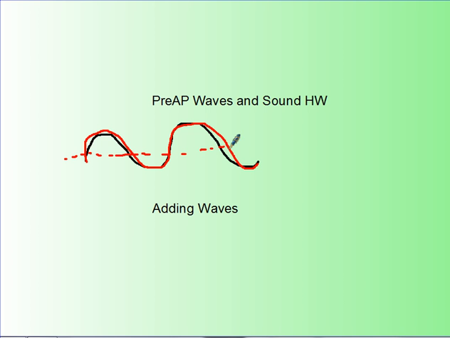Now we're going to pretend like this is our equilibrium line. At every point, these waves add. So at the nodes where it crosses the equilibrium line, 0 plus 0 is 0. This is my equilibrium line.